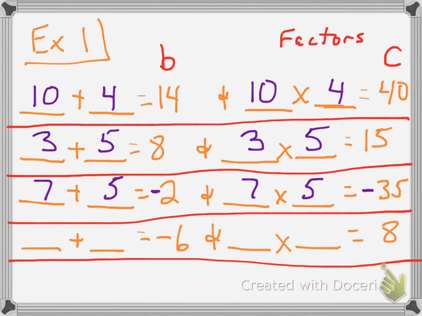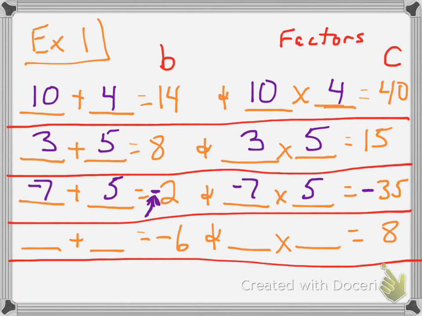But here's the key point. If B is negative and C is negative, in this case that's true, the larger number must be negative. One of these guys has to be negative, because when you multiply two numbers and you have a negative answer, one of them had to be negative. But if you add them and the answer is negative, it goes back to adding and subtracting integers. Negative 2, since our answer is negative, our larger number must be negative.